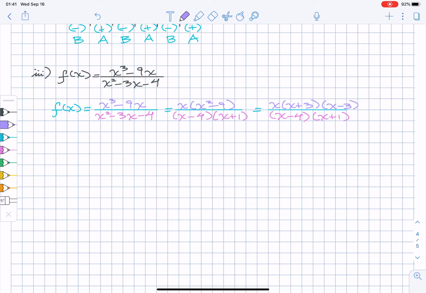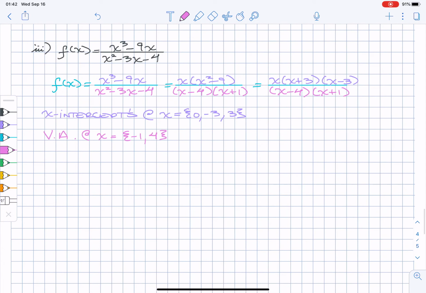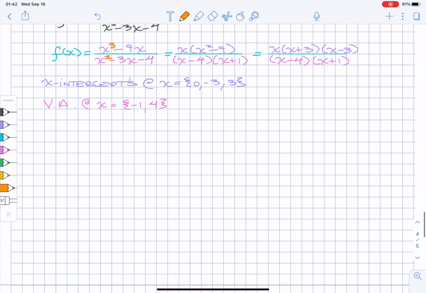Okay, so first let's do our x-intercepts, which are the roots or zeros of the numerator. And those will be at x equals 0, negative 3, and positive 3. My vertical asymptotes will be at x equals the zeros of the denominator, namely negative 1 and 4. Notice that because the degree of the numerator is 3 and the degree of the denominator is 2, there's no horizontal asymptote.